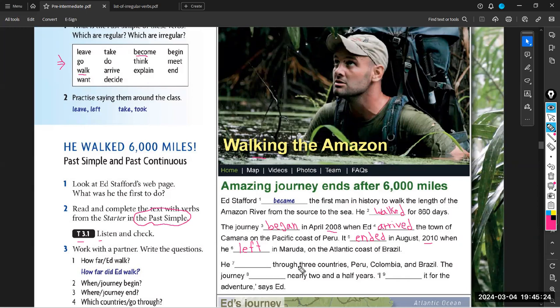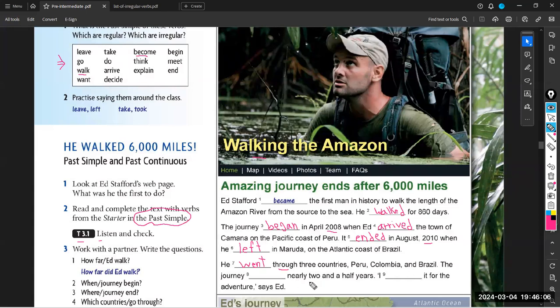He through 3 countries, Peru, Colombia, and Brazil. Maybe now arrive, he arrived through. Guys, all the time through takes the verb go. Go through means to pass through or to undergo. What is the past of go? Went. So he went through 3 countries, Peru, Colombia, and Brazil. So don't forget I can use go through.